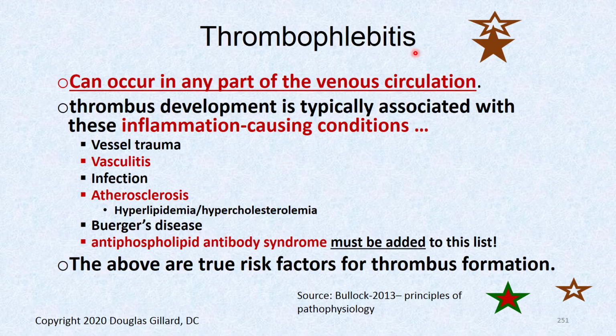I could make the whole quarter just about the heart. I could make the whole quarter just about the lungs. There's so many pathologies. But anyway, so vasculitis, infection, atherosclerosis, this is a pre-existing inflammatory process. Berger's disease we'll talk about. And then, of course, this one, it's not in Robbins. It's relatively new, but it will be the next edition, I bet, Rubin and Robbins. Antiphospholipid antibody syndrome must be added to this list.